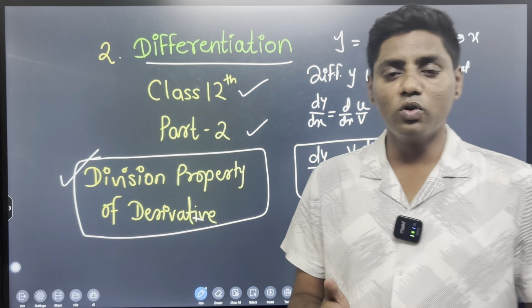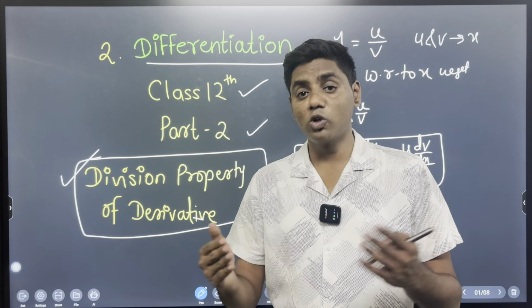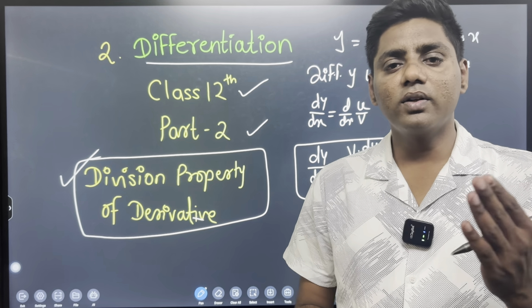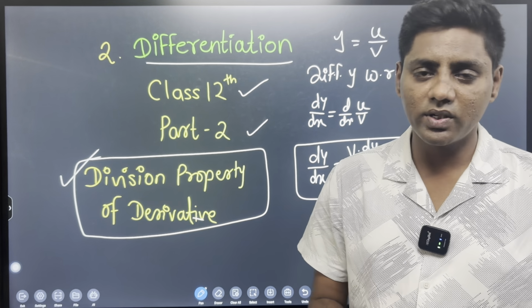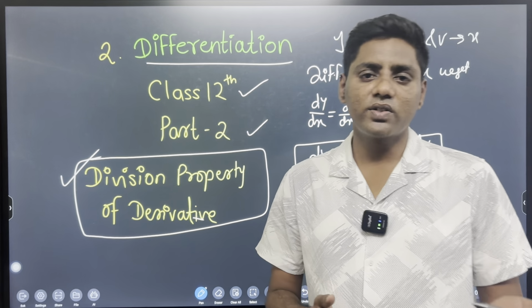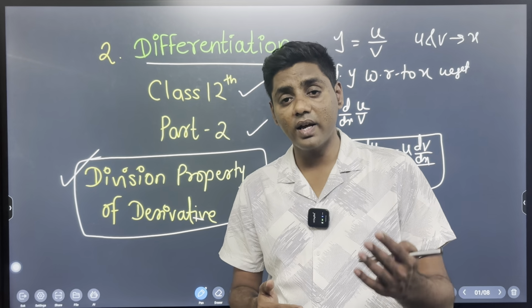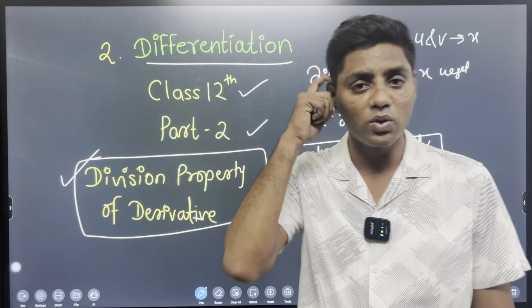Then remember the derivatives of trigonometric functions: sine derivative is cos, cos derivative is minus sine, and tan derivative is sec square x, sec x derivative is sec x tan x, cot x derivative is minus cosec square x, and cosec x derivative is minus cosec x into cot x.